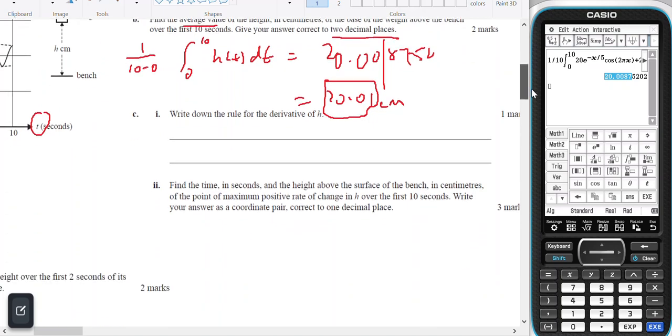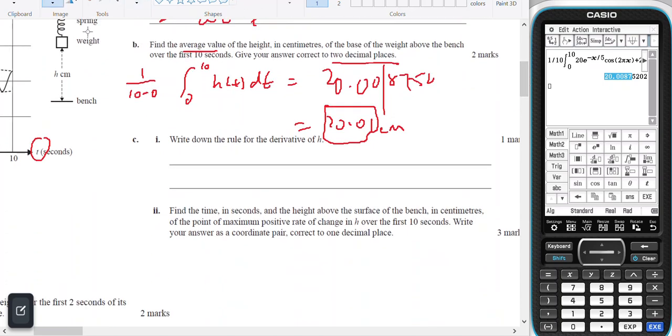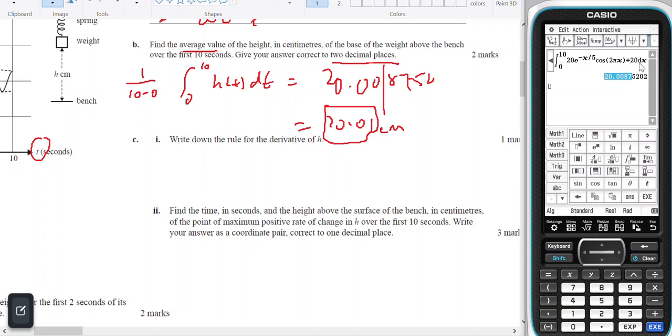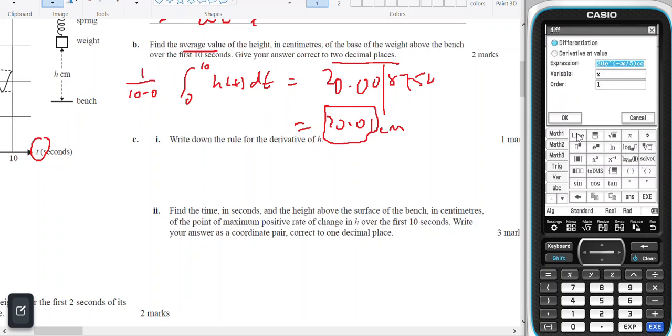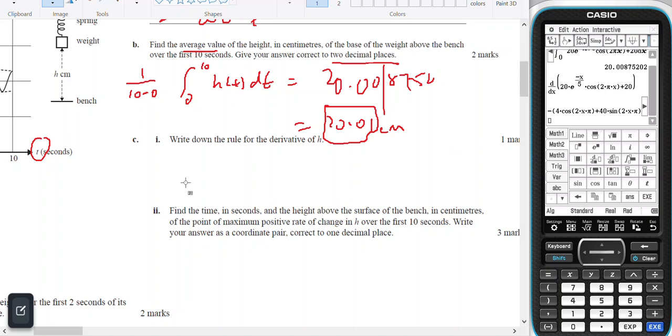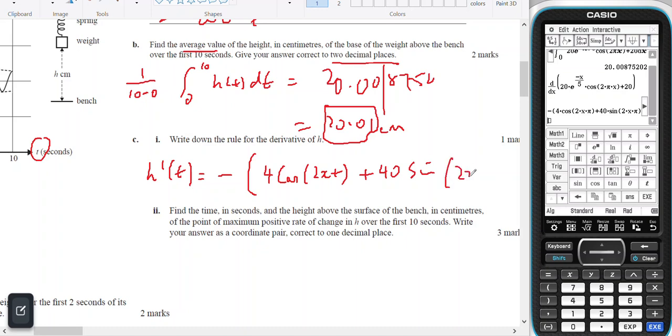Write down a rule for the derivative. Just keep in mind that if they're asking you to write down the rule for the derivative, you're going to use it. Otherwise, why would they get you to write it down? So I'm just going to use my calculator to take the derivative. That's my function, and if I take the derivative, interactive calculation, derivative, make sure you write it all correctly. So h dash of t is going to equal minus 4 cos 2πt plus 40 sine 2πt.